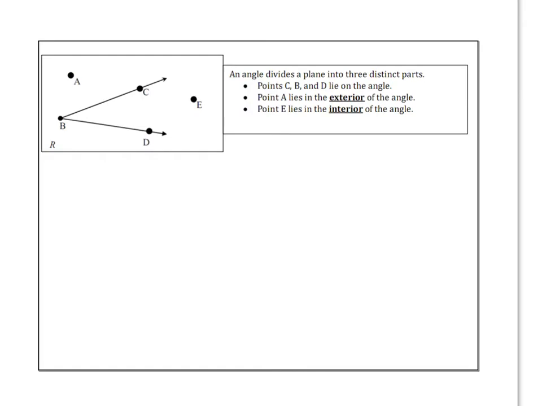You can have points that are interior to an angle and exterior to an angle. Remember, rays go off forever, so even though they're not drawn, you can't draw them. It's humanly impossible to draw them forever. Imagine them going forever. In this case, point E would be in the interior of angle CBD, and point A would be on the exterior of angle CBD.